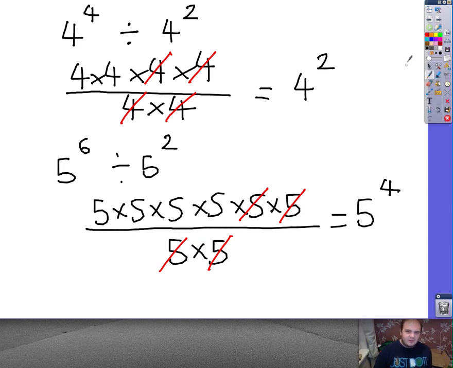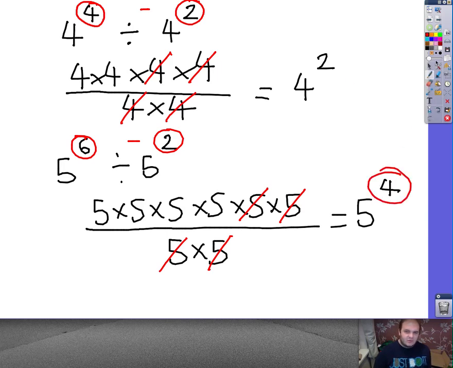Now hopefully what you've spotted, if you're awake, and you've not got Facebook open, is that here 4, 2, so essentially we're just taking away 4 take 2 gives us 2 here, 6, 2, 6 take 2 gives you the 4 there.